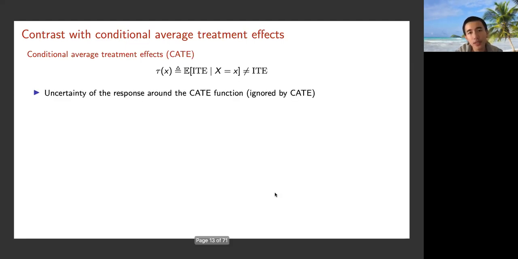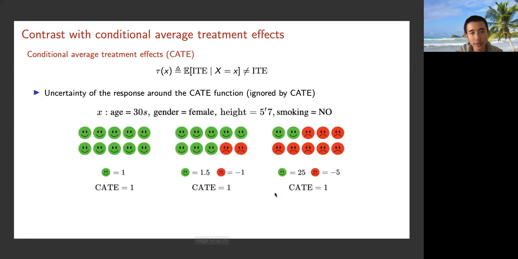The first one is, because CATE is a conditional expectation, it's an average over some groups defined by the covariate values. So by definition, the expectation will ignore the uncertainty around the CATE function. Just to illustrate, suppose we have age, gender, height, and smoking. We have these variables, and then we could still have three scenarios, all with CATE equal to 1. But in the first one, everybody got the positive treatment effect, while in the last one, only 20% of them get the treatment effect.